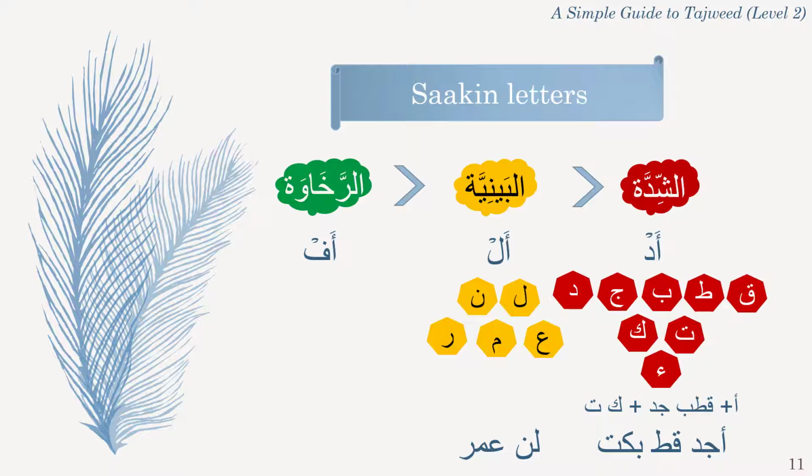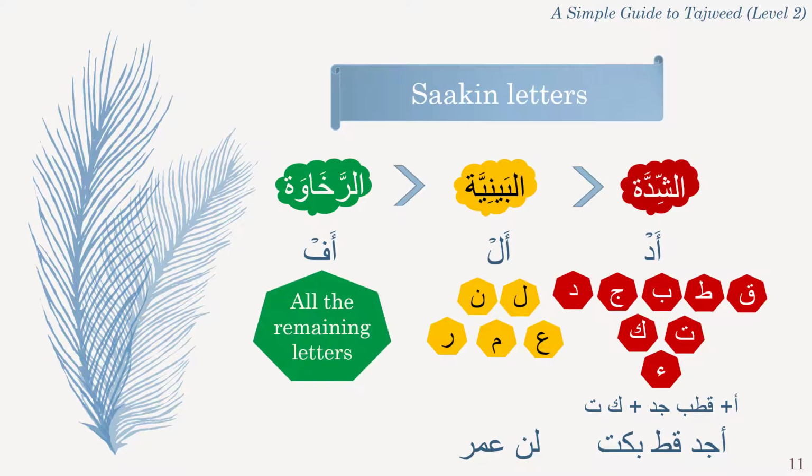The third group is letters characterized by Rakhawa. The sound is completely flowing when pronouncing these letters with sukoon due to the point of articulation being completely open. All other letters other than letters in Ajid Qatin Bakat and Lin Umar are from Rakhawa letters. Let's listen to some of these letters and observe how much time they take when pronounced with sukoon.